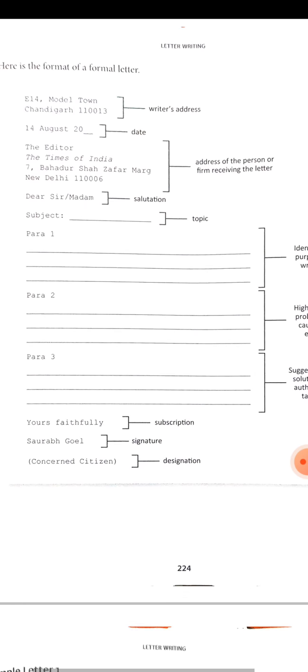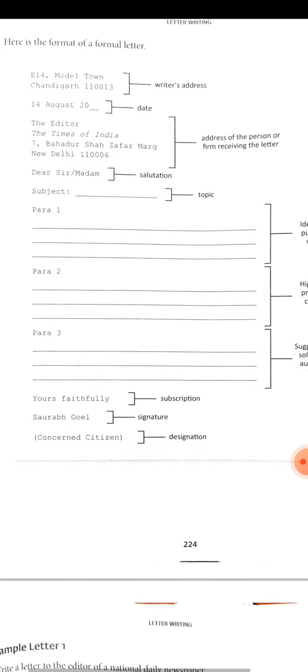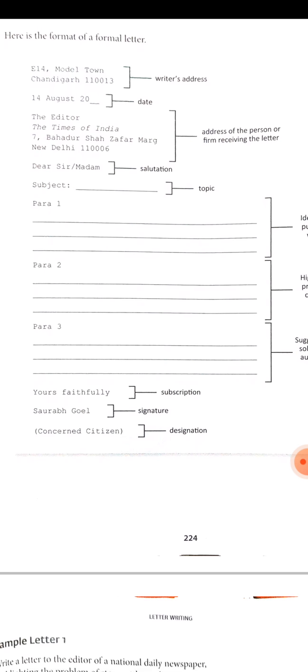And now the body of the letter is divided into 3 paragraphs. In the first paragraph, you will write clearly and in short the purpose of your letter. In the second paragraph, you will give the information if you have to give any information regarding your formal letter. And then in the third paragraph, you will conclude your letter and write what you want the recipient to do for you.